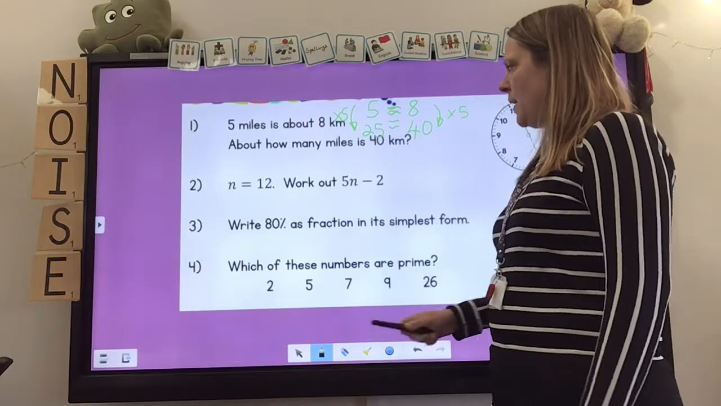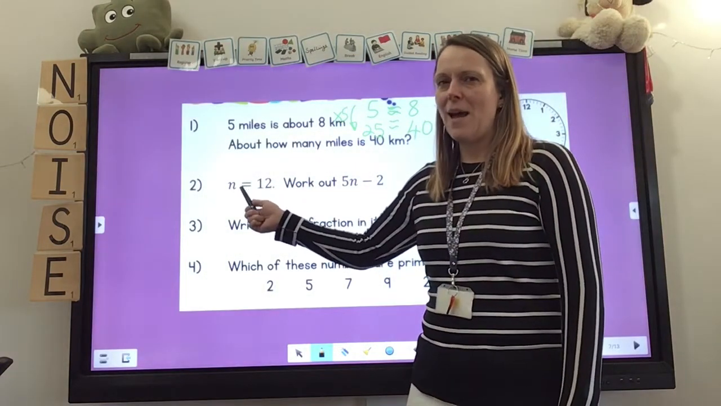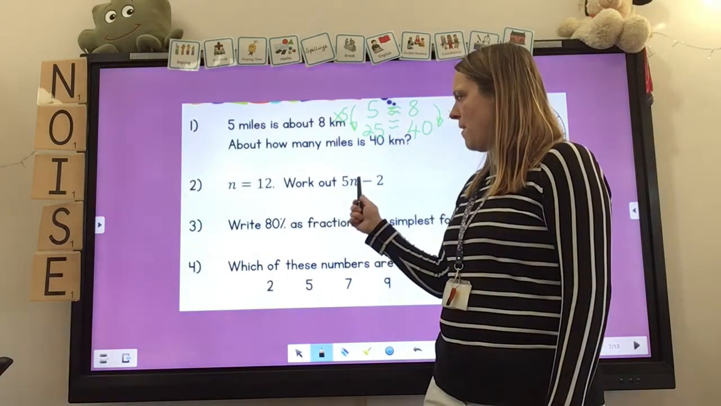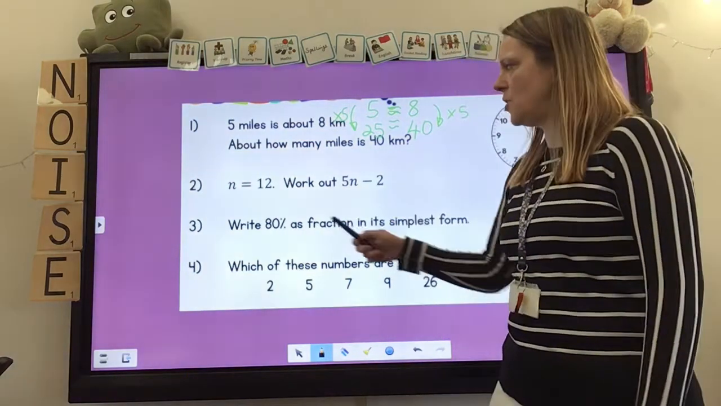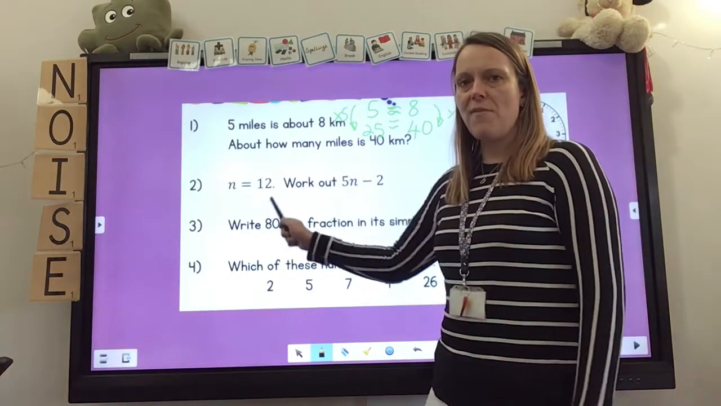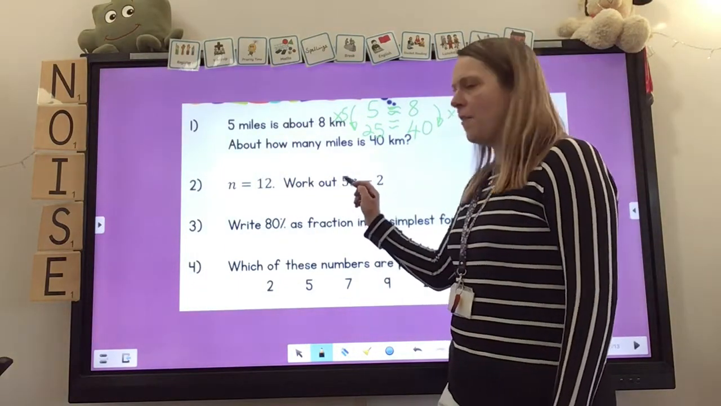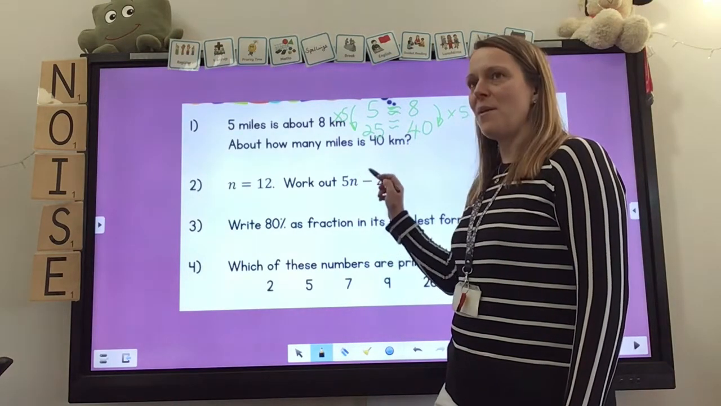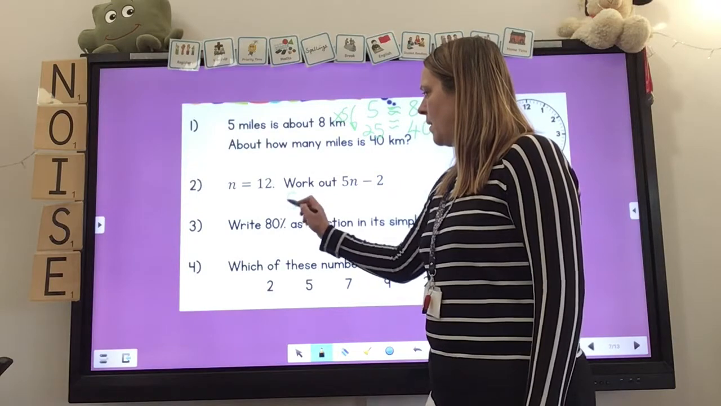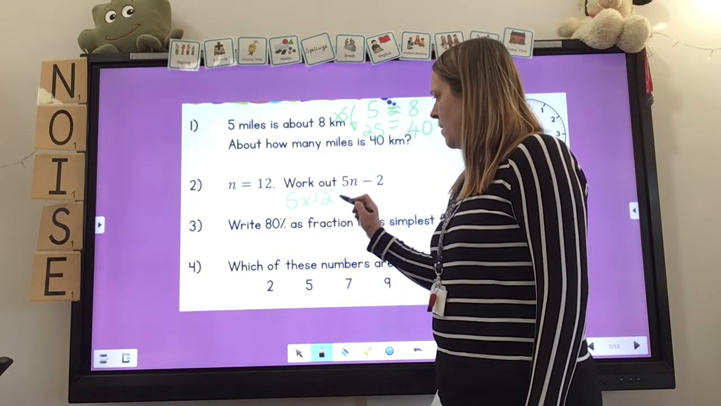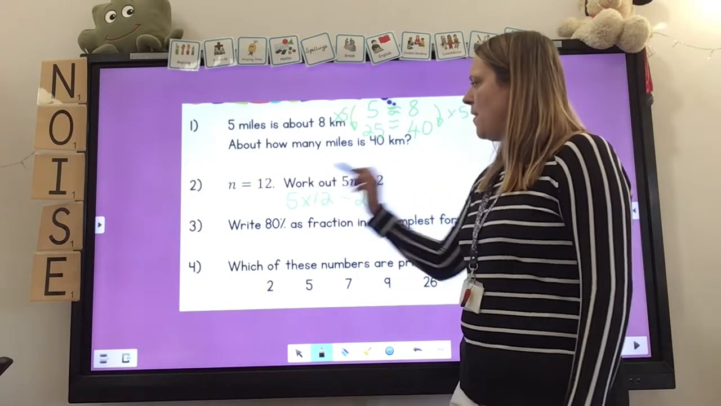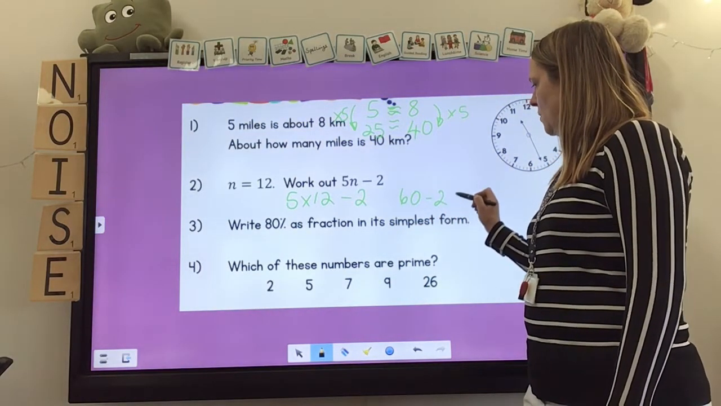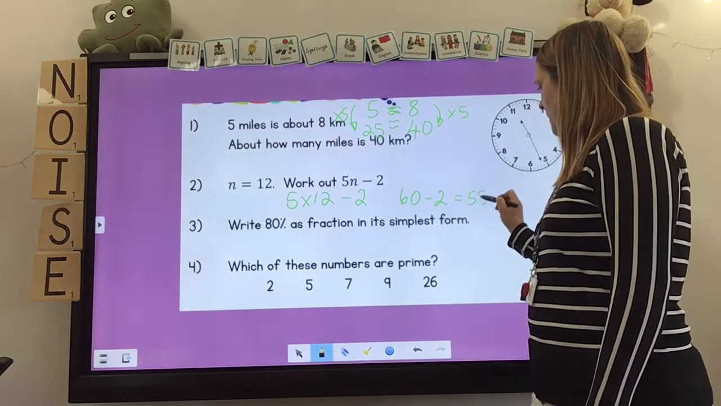Okay, if n equals 12, so thinking back now to before half term in our algebra, if n equals 12, work out 5n minus 2. And we can substitute the n for the 12, the value 12, can't we? So remember, 5 followed directly by the letter is multiply, so that will be 5 times 12 minus 2. And 5 times 12 equals 60. 60 minus 2 equals 58.